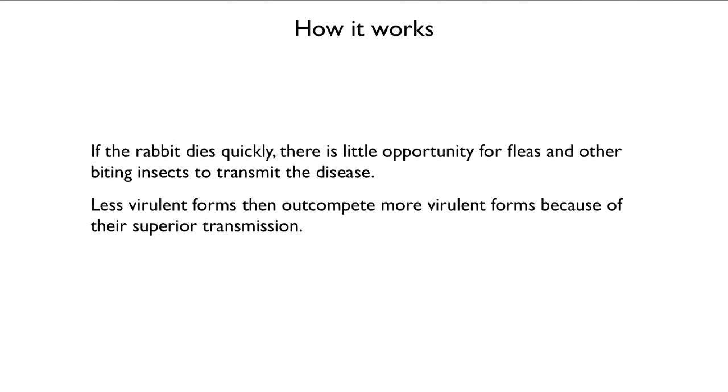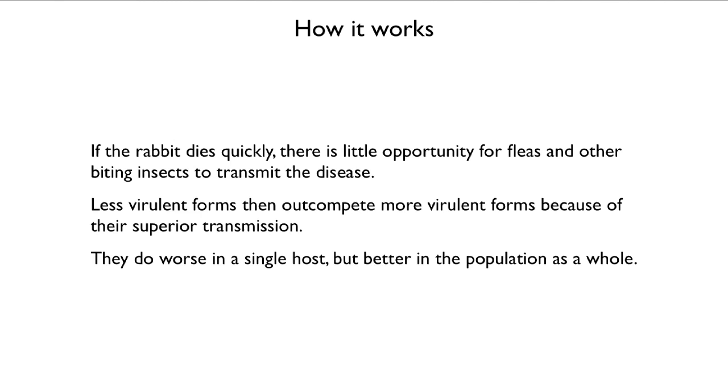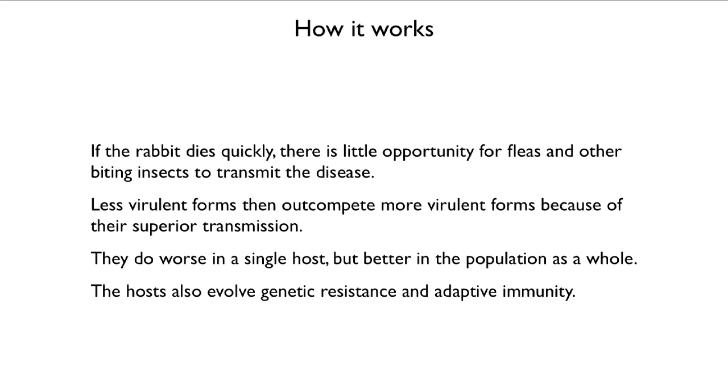So the important thing going on here is to realize that the pathogens are competing with other pathogens both within the host and then in how effectively they infect between hosts, and both in-host performance and transmission are important to them. So the less virulent forms are doing worse in a single host, but they're doing better out there in the population as a whole. That's how you get from type 1 down to type 3. At the same time, the hosts are evolving genetic resistance and adaptive immunity.